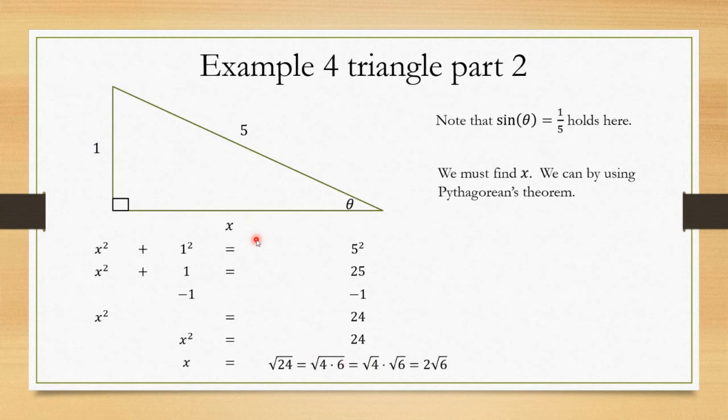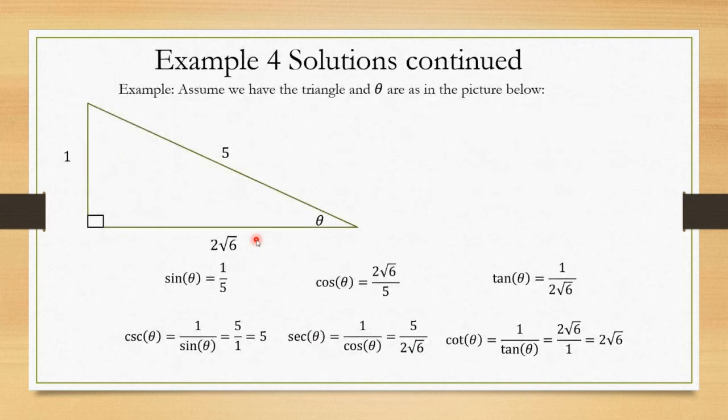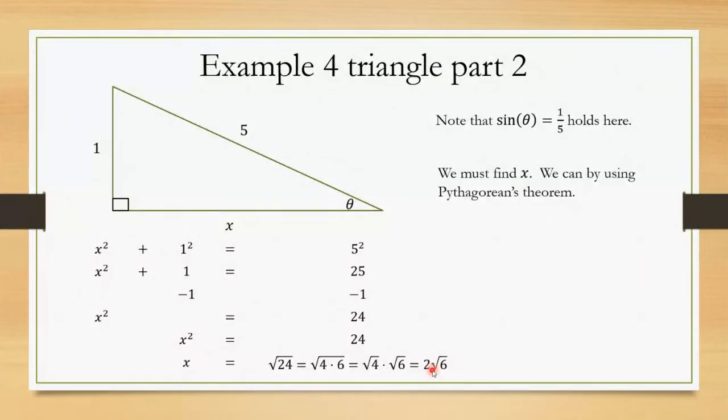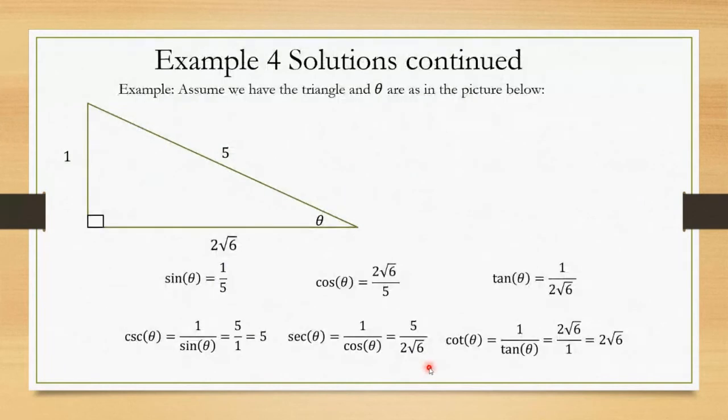All right, well, let me keep going then. So we have the side over here is 2 times the square root of 6, right? It was the square root of 24. But again, we simplified that to be this, 2 square root of 6. Okay, that's good. So we know sine of theta is opposite divided by hypotenuse, 1 over 5.